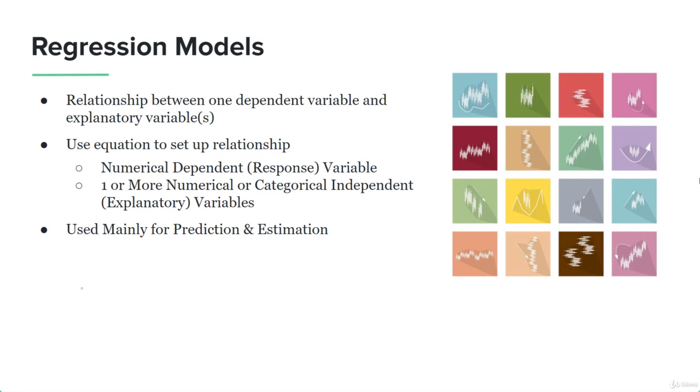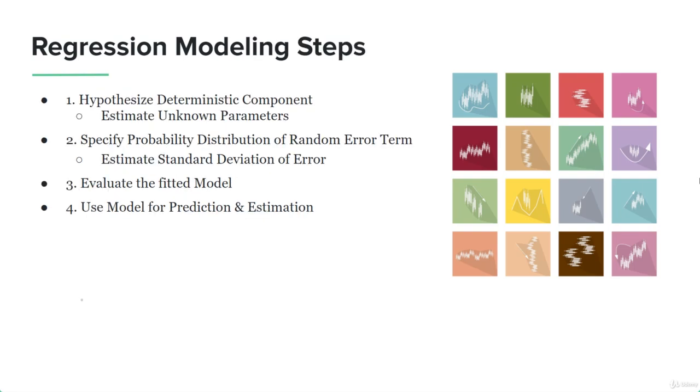So the steps involved in regression modeling are: firstly, we're going to hypothesize the deterministic component, in which we're going to estimate the unknown parameters. And secondly, we're going to specify the probability distribution of the random error term. It's important to remember that regression models are a type of probabilistic model. Probabilistic models hypothesize two components, the deterministic component and the random error term.